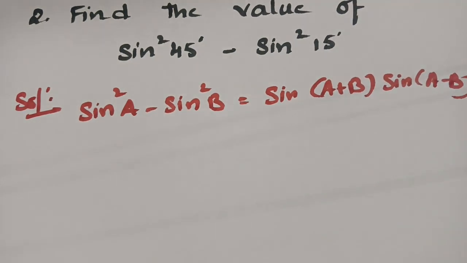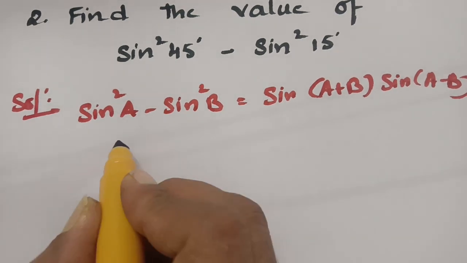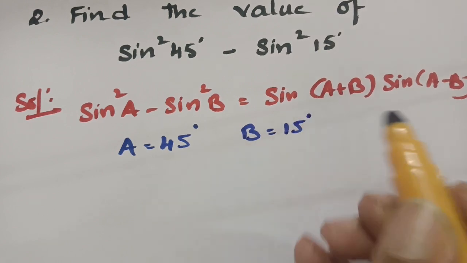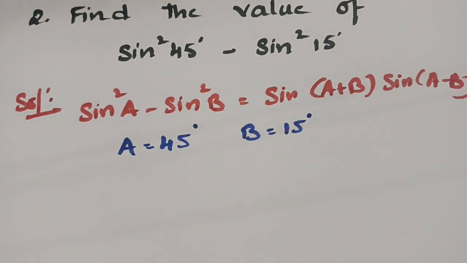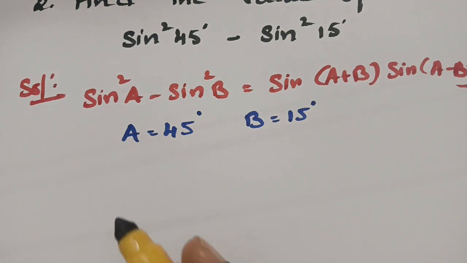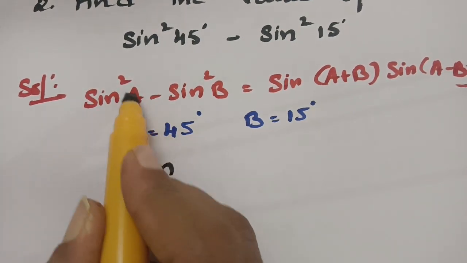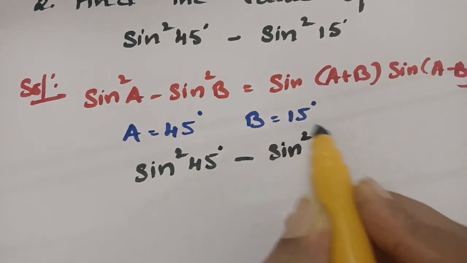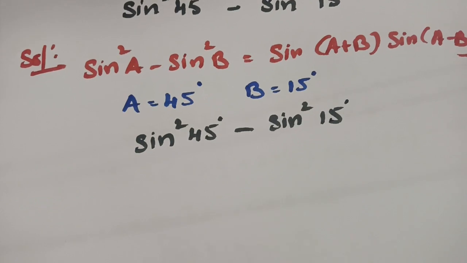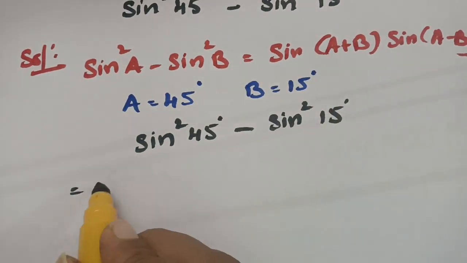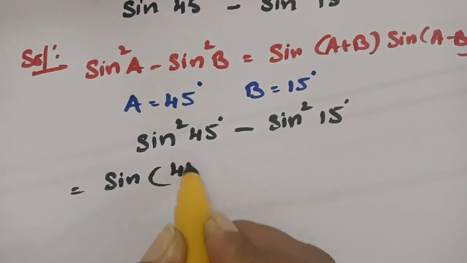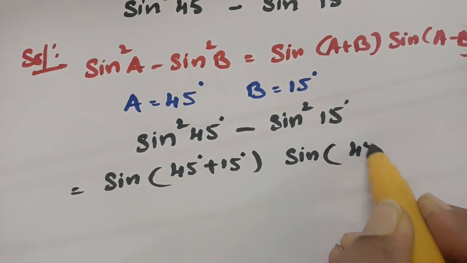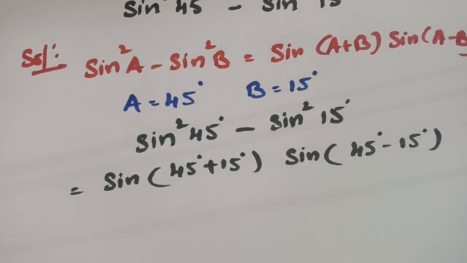So in this formula, if I substitute the value of A as 45 degrees and B as 15 degrees, see what happens here. I'll be getting the value of sine square 45 degrees minus sine square 15 degrees. According to our formula, I have to add for one time, that is sine of 45 degrees plus 15 degrees, and next, sine of 45 degrees minus 15 degrees.